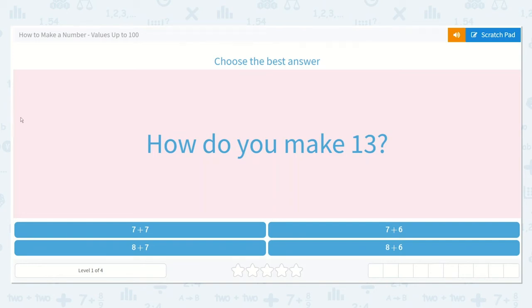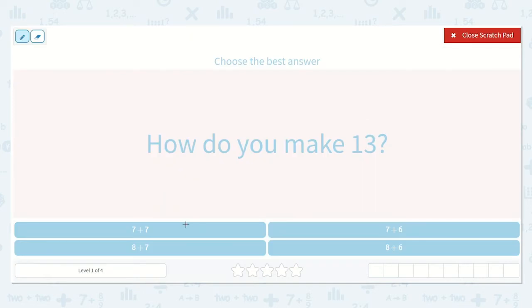Let's take a look at the lesson, How to Make a Number, Values up to 100. It says, choose the best answer. How do you make 13? We're given multiple expressions, and we need to find which one makes 13.